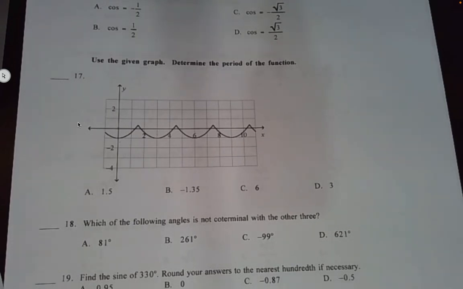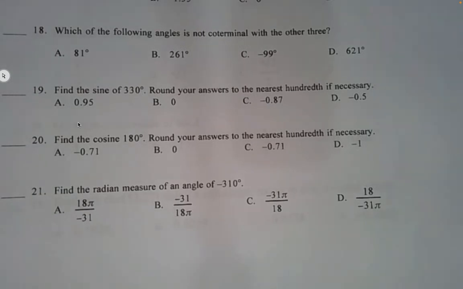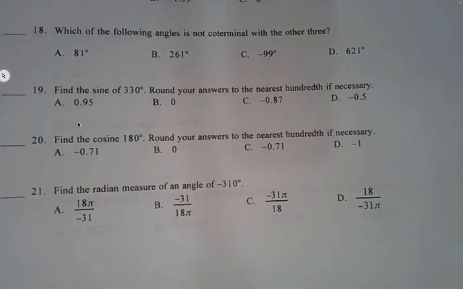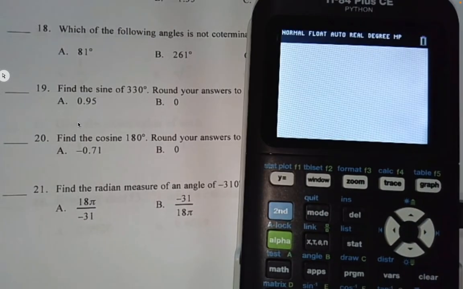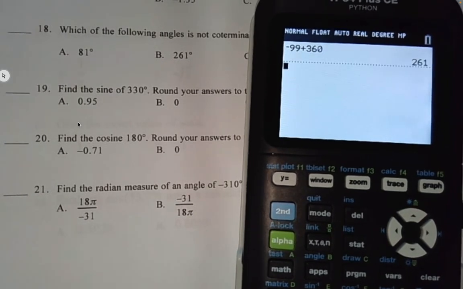Number 18. I didn't understand these. This one, 18, is a little bit more difficult. You just pick a number and start at it, and you either add 360 or subtract 360. So let's start with the smallest number. What's the smallest number up there? Negative 99. So I would start at negative 99, and then to find something coterminal, you add 360. What is that?